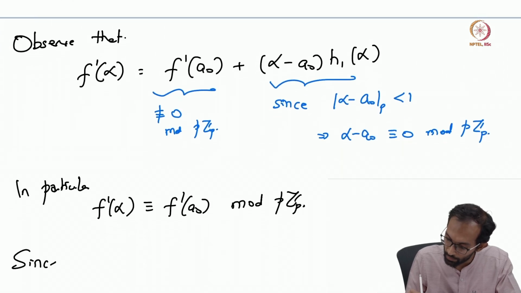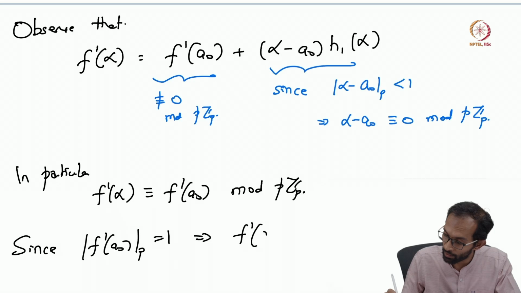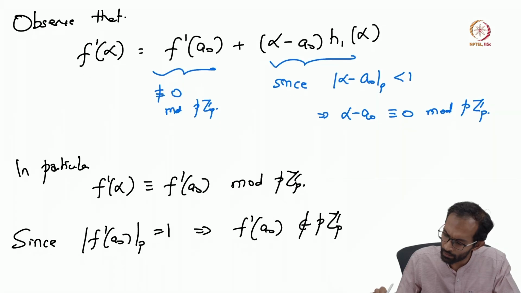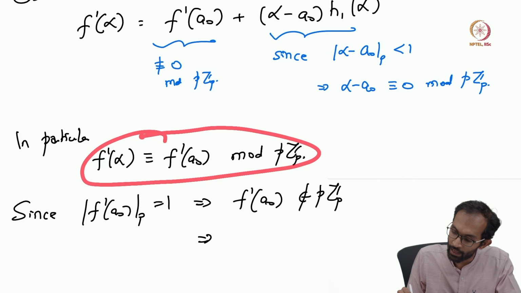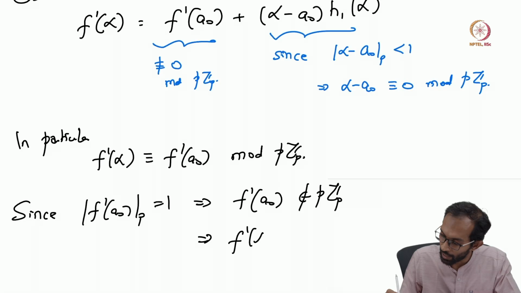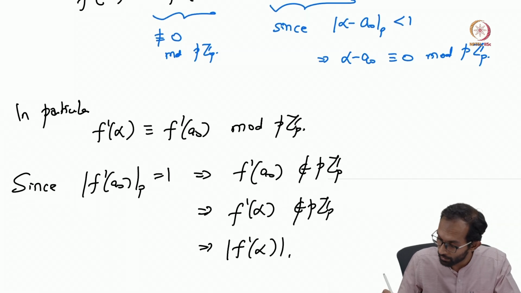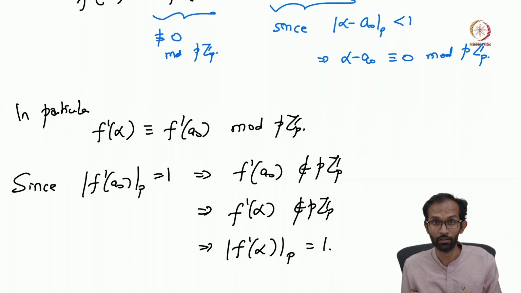And now since the p-adic absolute value of f prime of a naught equals 1, this implies that f prime of a naught does not belong to p Z_p. So again, by this congruence that f prime of alpha is congruent to f prime of a naught modulo p Z_p, what we get is that f prime of alpha does not belong to p Z_p as well. And so another way of saying that is that the p-adic absolute value of f prime of alpha equals 1. Okay. So we'll use this hypothesis to prove the uniqueness assertion of Hensel's lemma.